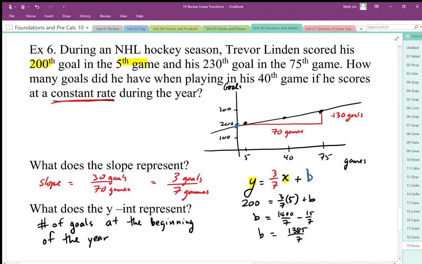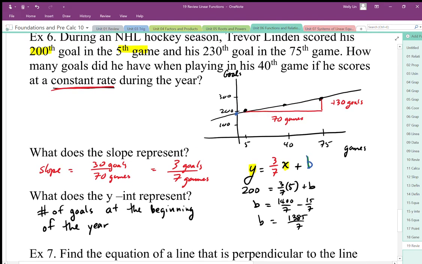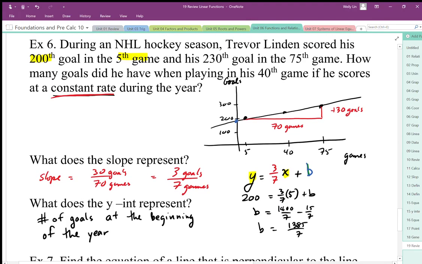So we haven't actually answered this question yet. If he's playing in his 40th game and scores at a constant rate, how many goals would he have in his 40th game? Okay, so we're going to plug that in. So we have here y equals the goals on the 40th game. We're going to plug it into this equation.